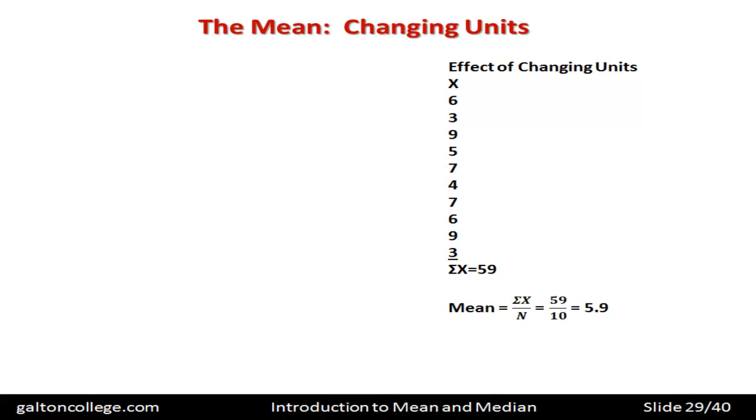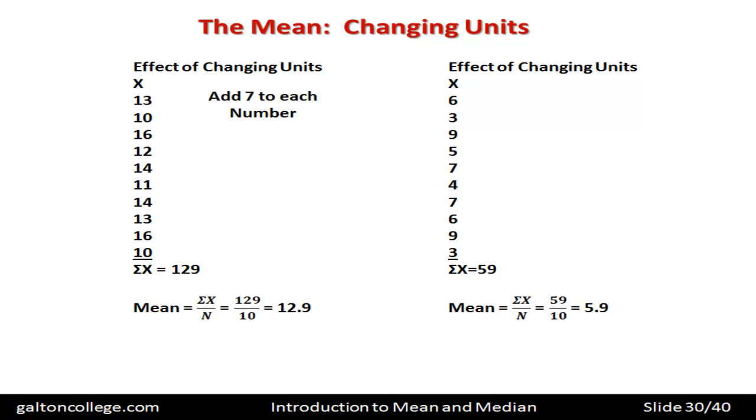Now, changing the units again. Here's the set of numbers again for x. 6, 3, 9, 5, 7, so on. Added up 59. And take the average, divide by 10, 5.9. So that's our average. Now, if we add 7 to each number, this time we don't multiply like we did earlier. We just simply add 7 to each number.